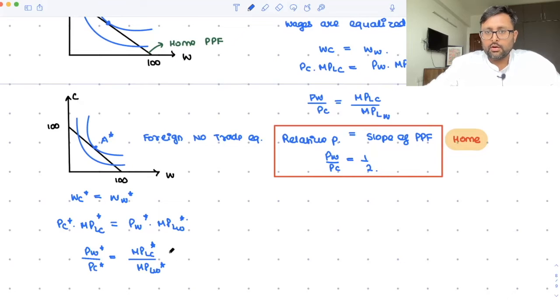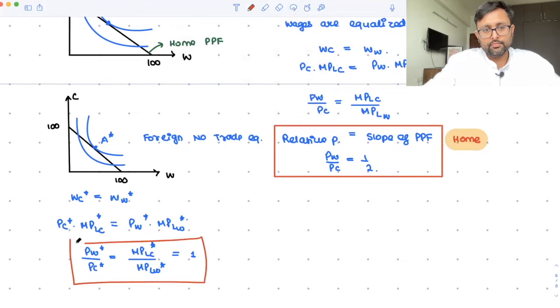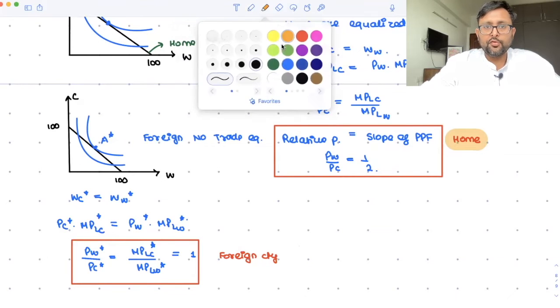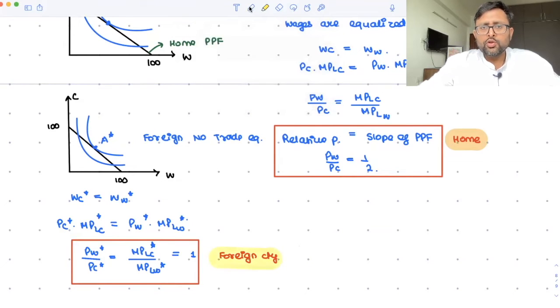upon MPLW star, right? But what is MPLC upon MPLW? That is the slope of PPF, and in this case, it is coming out to be 1. This is the case for the foreign country. So what do you have? Without trade, the relative price of wheat is half in home and it is 1 in the foreign country.